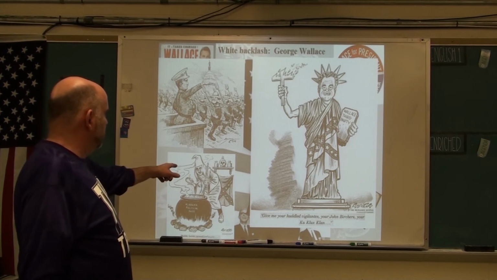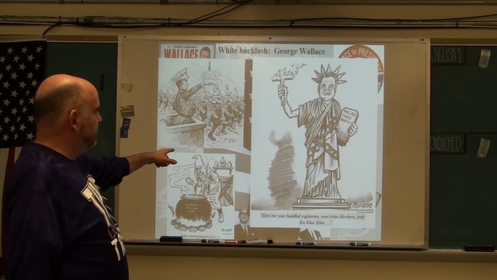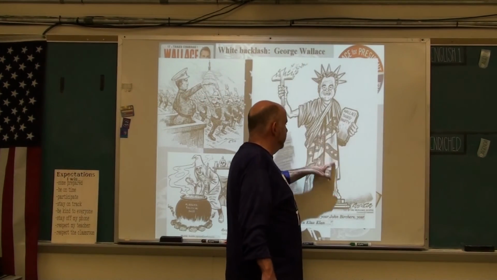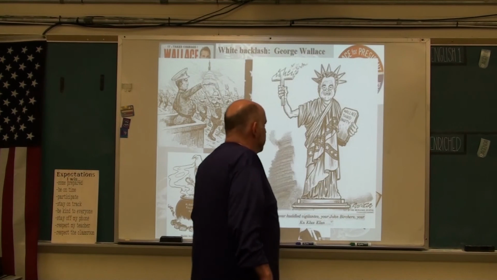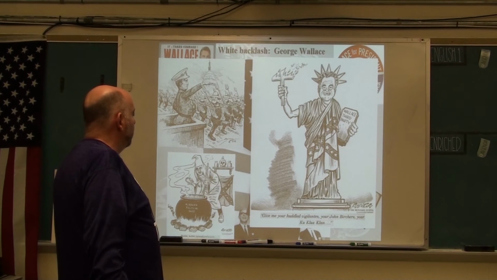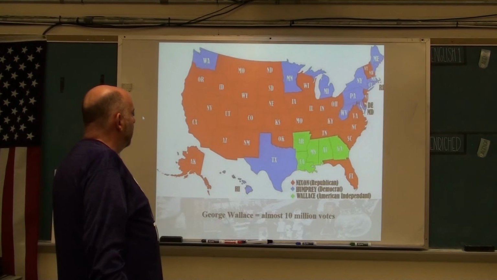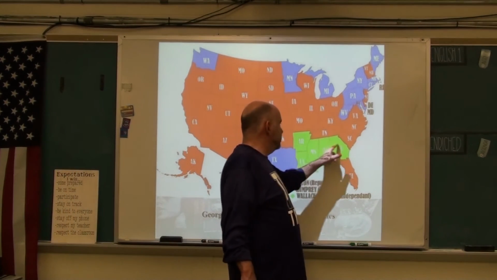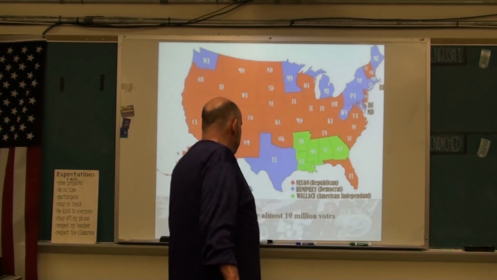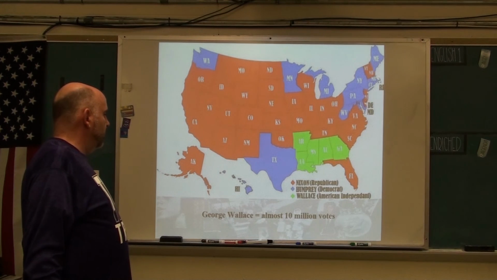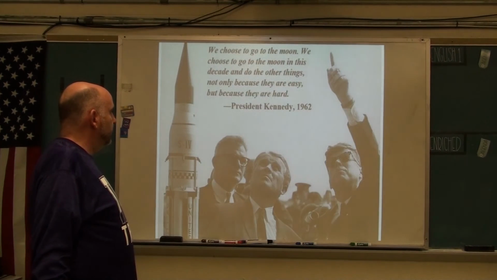Here's Wallace with his Ku Klux Klan Hitler base. Statue of Liberty with the burning cross and Confederate flag draped. Wallace's third party. Wallace gets almost 10 million votes, wins these 5 southern states. Nixon carries most of the rest of the country, defeats Humphrey.